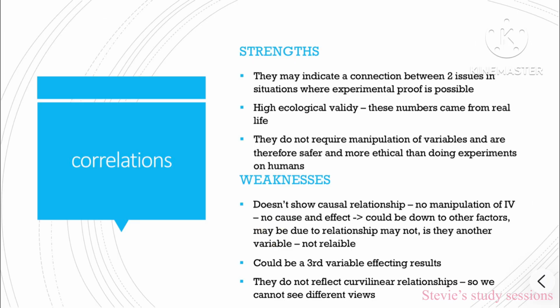Strengths and weaknesses of using correlations. Strengths: they may indicate a connection between two issues in a situation where experimental proof is impossible. They are high in ecological validity, as these numbers came from real life. They do not require manipulation of variables, and they are therefore safer and more ethical than doing experiments on humans.